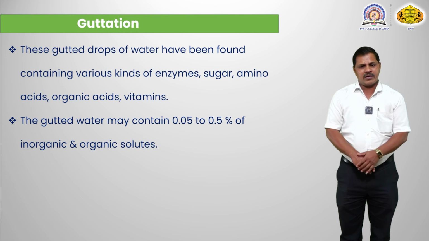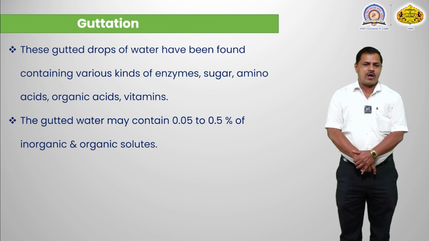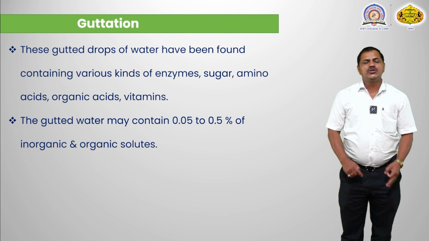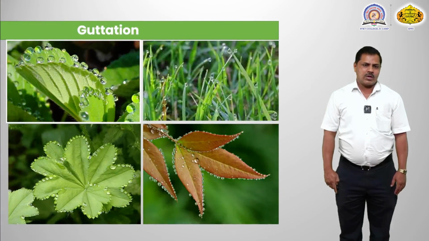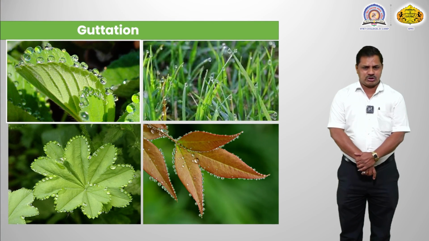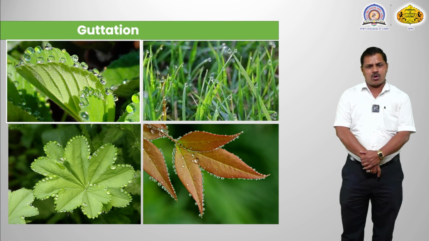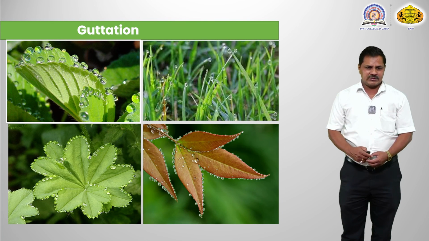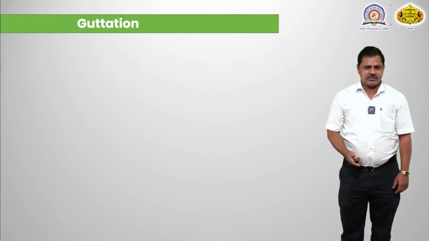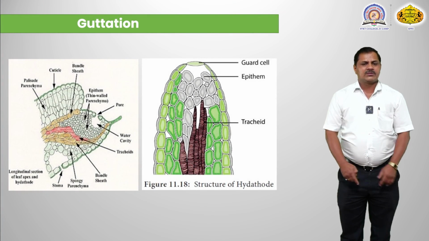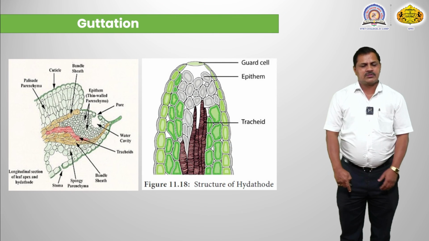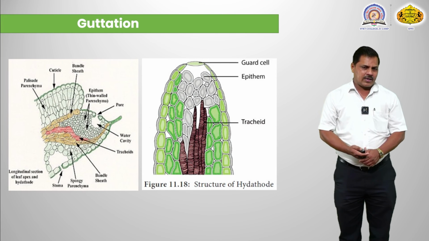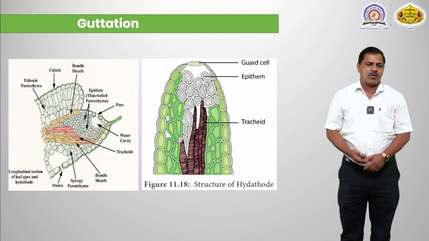The guttated water may contain about 0.05 to 0.5% of inorganic and organic solute. It means only 0.05% or 0.5% of this water can be lost to the atmosphere. These are the best pictures for guttation. At the marginal portion, there is a loss of water molecules occurring in grasses or other species of angiosperm. This is another very beautiful picture for the loss of water molecules to the outside through the hydathode. It is called the water stomata. They are lost exactly by this, in liquid form, to the outside.